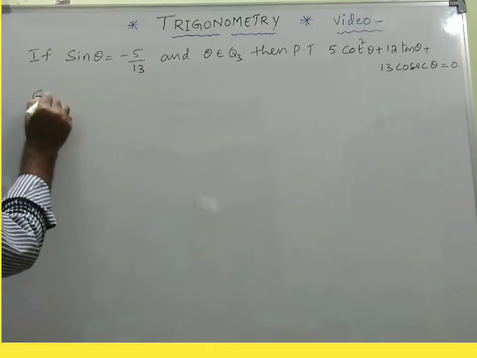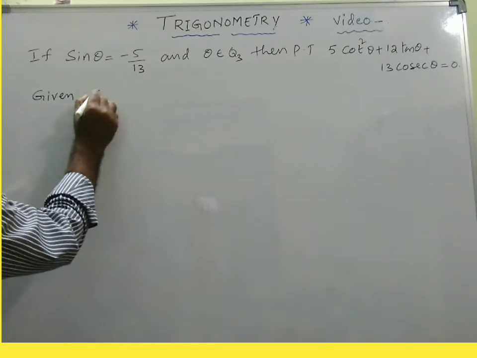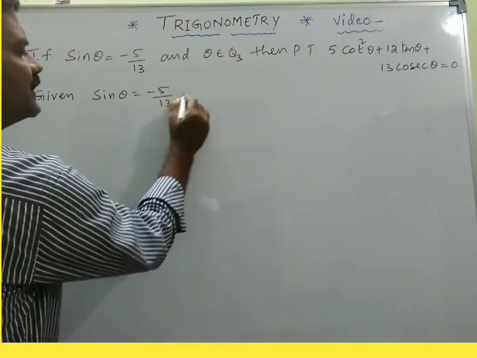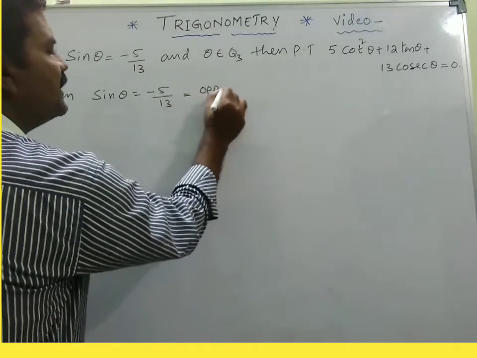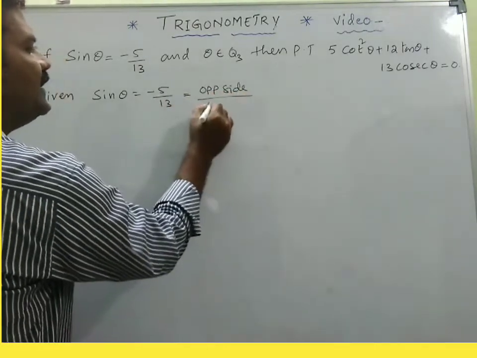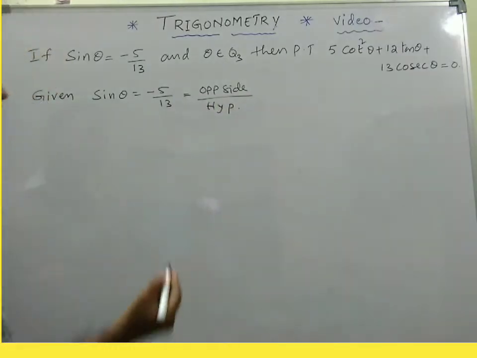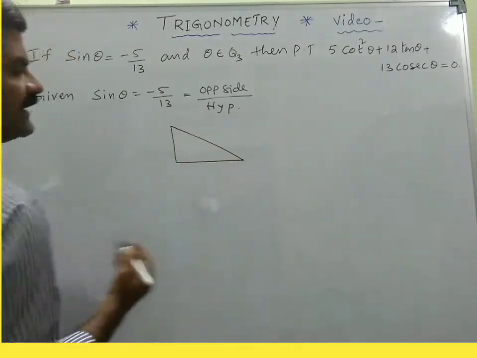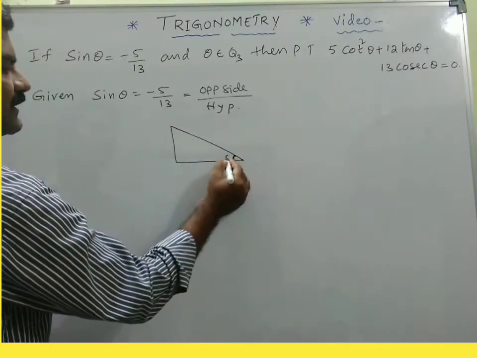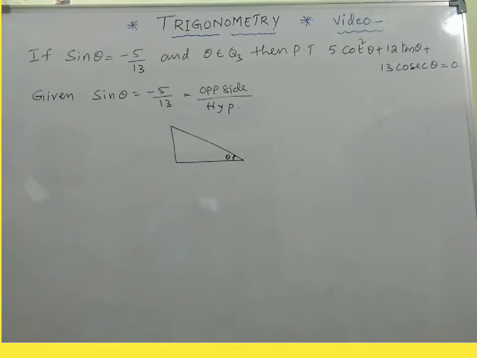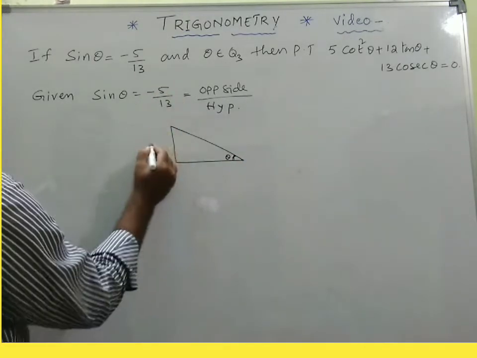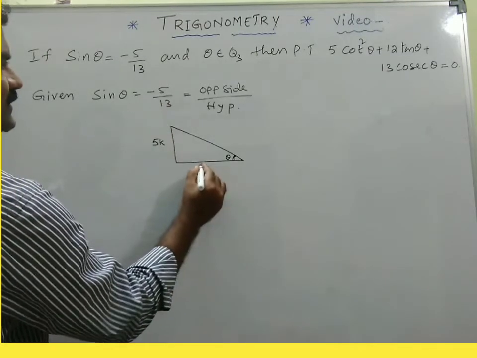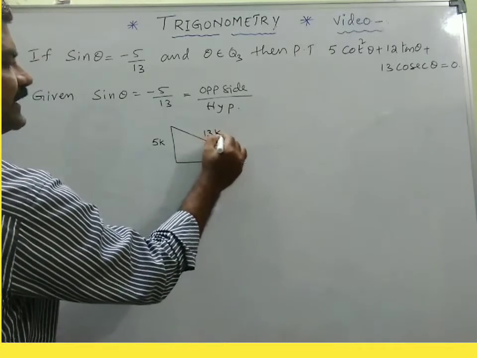So just note down first of all what is given to us. Sin theta is equal to minus 5 by 13. Sin is the ratio between the opposite side and hypotenuse, right? So please consider a right angle triangle, and here is the angle theta. Now the opposite side I can take as 5k, and the hypotenuse I can take as 13k.